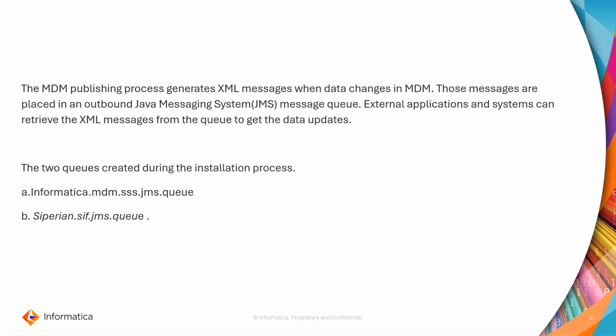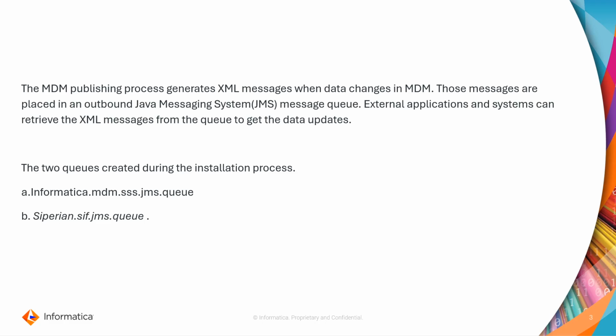The MDM publishing process generates XML messages when data changes in MDM. Those messages are placed in an outbound JMS queue. External applications and systems can retrieve XML messages from the queue to get the data updates.